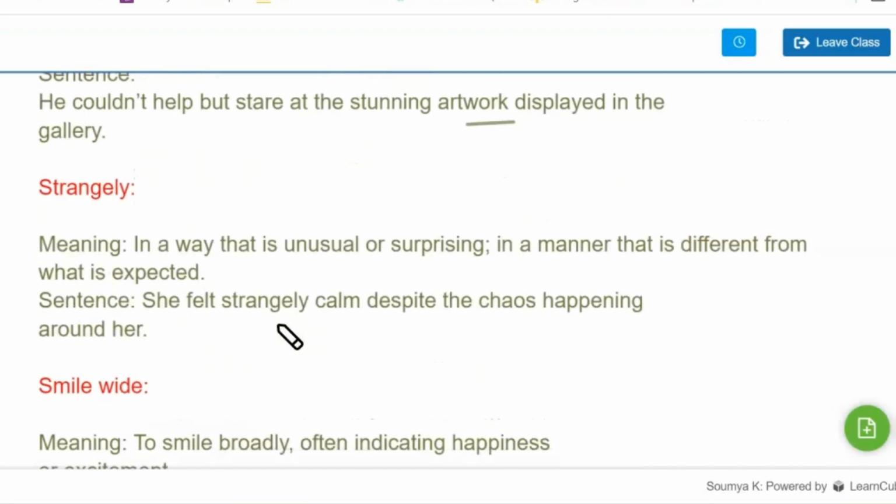Next word is strangely. It means in a way that is unusual or surprising, in a manner that is different from what is being expected. A sentence would be, she felt strangely calm despite the chaos happening around her.